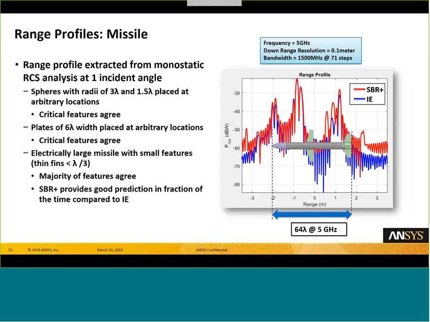And now here's a practical example that exhibits features of mixed electrical size. We're talking about a geometry for this generic missile that's 64 wavelengths at 5 gigahertz. And this is really a fantastic comparison that shows agreement of most of the major features, even though some of the components are sub-wavelength. The fins are just 1/3 wavelength in size. And just remember, at 64 wavelengths, SBR plus is giving a really useful result in just a fraction of the time compared to what we get with a full wave solution.